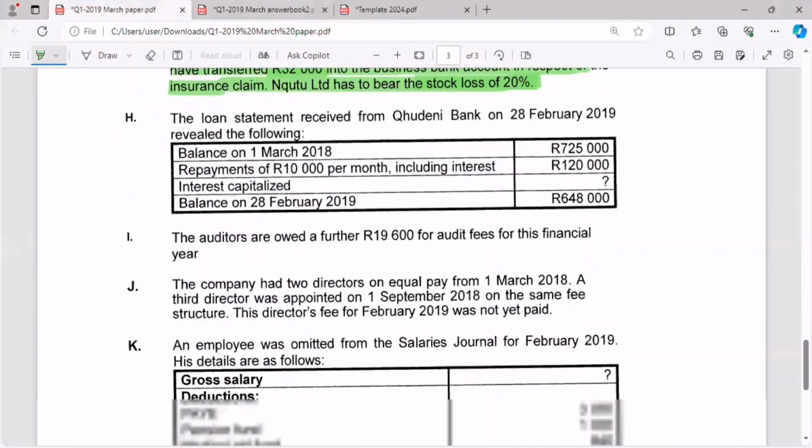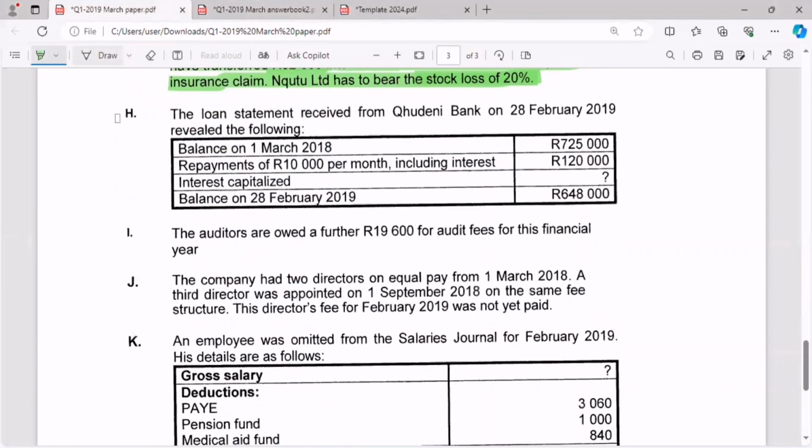Okay, so for now, we're gonna skip H because this one deals with the loan. So we're gonna do the loan later. So let us go to I. The auditors are owed a further 19,600 for audit fees for this financial year. We are owing 19,600 to auditors. So we haven't paid them. So this is an accrued expense, an expense that we haven't paid for.